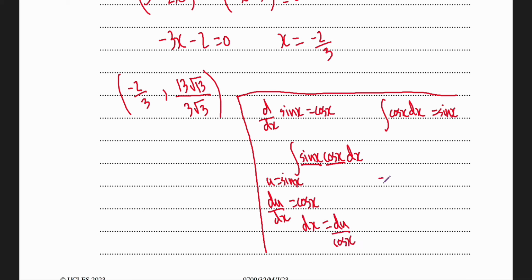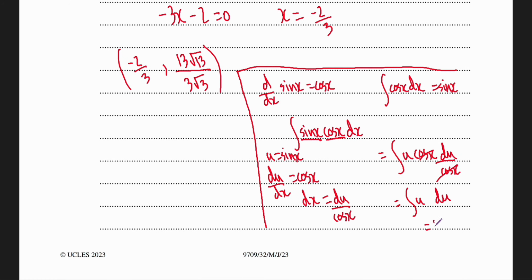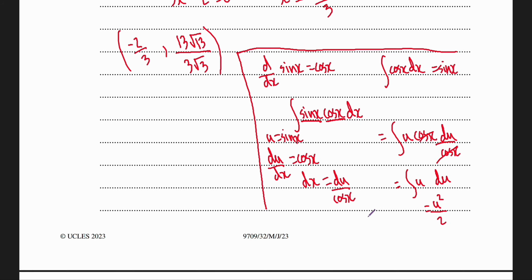Well, then you get the integral of, well, sine of x is u, and then instead of cos of x, you can write cos of x right here, and then instead of dx, you have du divided by cos of x. And these will just cancel out. So you're left with the integral of u with respect to u, and that's very simple. That's just u squared over 2. And then u is actually equal to sine of x. So you have sine squared of x divided by 2 plus c.